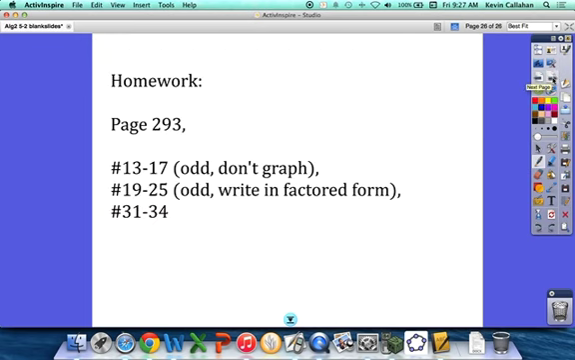So if you go to the homework, on page 293, the 13 through 17, the directions say, find the zeros, then graph the function. I'm telling you, don't graph, just find the zeros. The 19 through 25, the directions say, write a polynomial function in standard form with the given zeros. And I'm saying you could just leave it in the factored form. And the 31 through 34, that says find the zeros, state the multiplicity, like we just did on the last one.